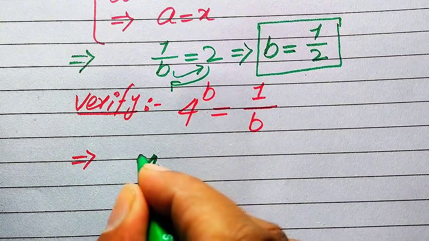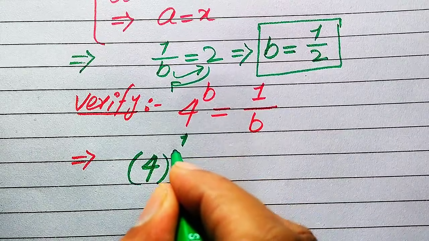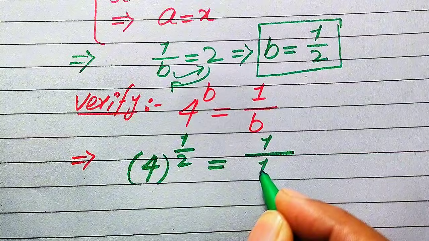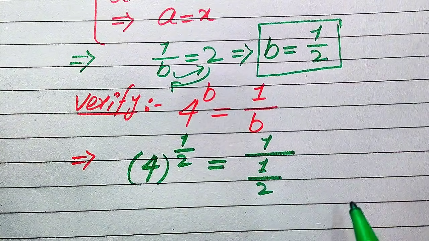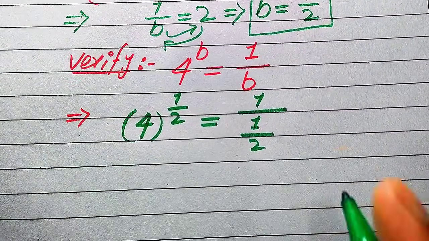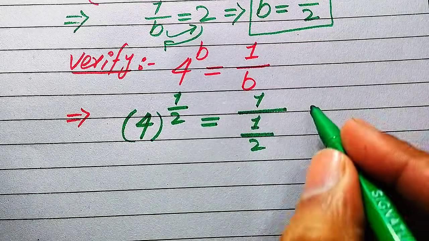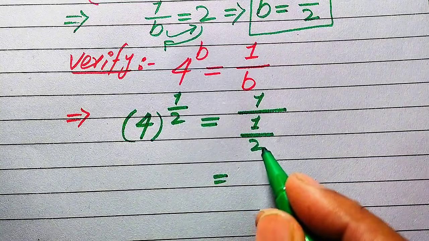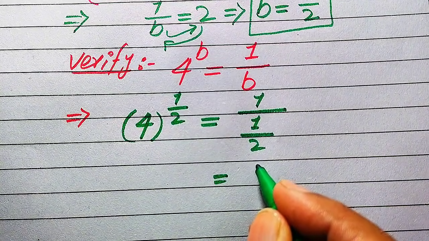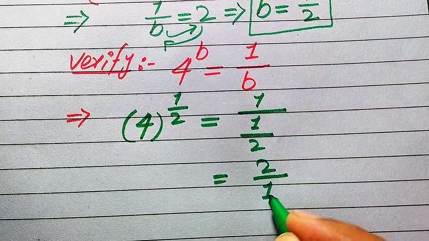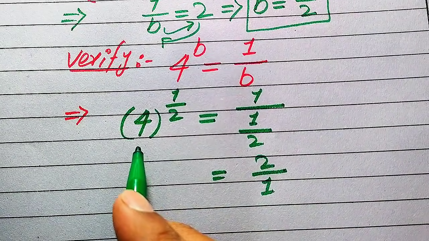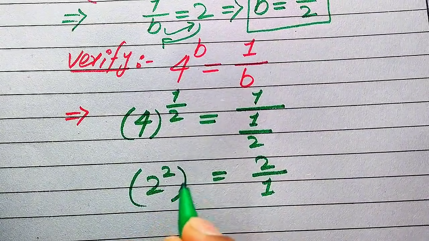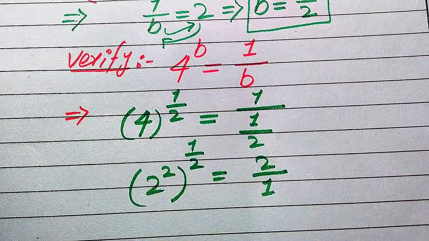So we have 4 to the power of b, and the value of b is 1 over 2, is equal to, on the right hand side, 1 divided by 1 over 2. So here you see that on the right hand side we have a fraction over a fraction, so we just take the reciprocal of the denominator fraction. When you move it upward, it becomes 2 divided by 1. And on the left hand side we write this 4 in the form of prime factors, and the prime factors of 4 are 2 square and its whole power is 1 over 2.